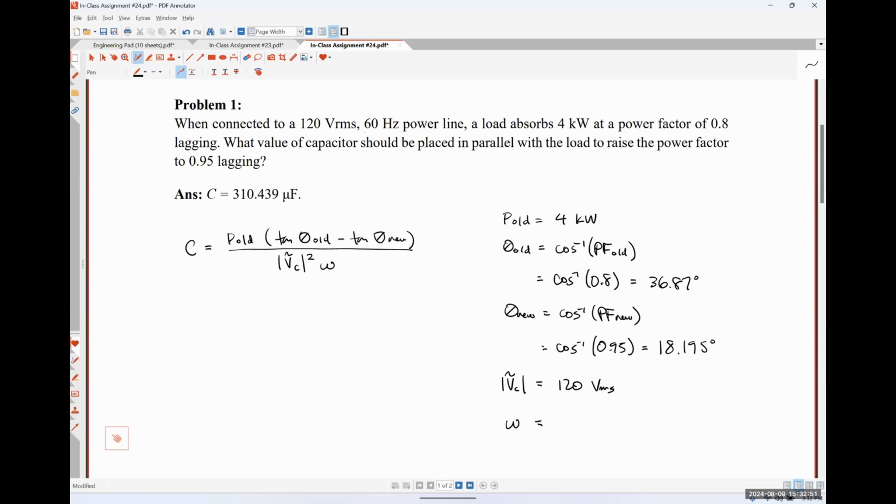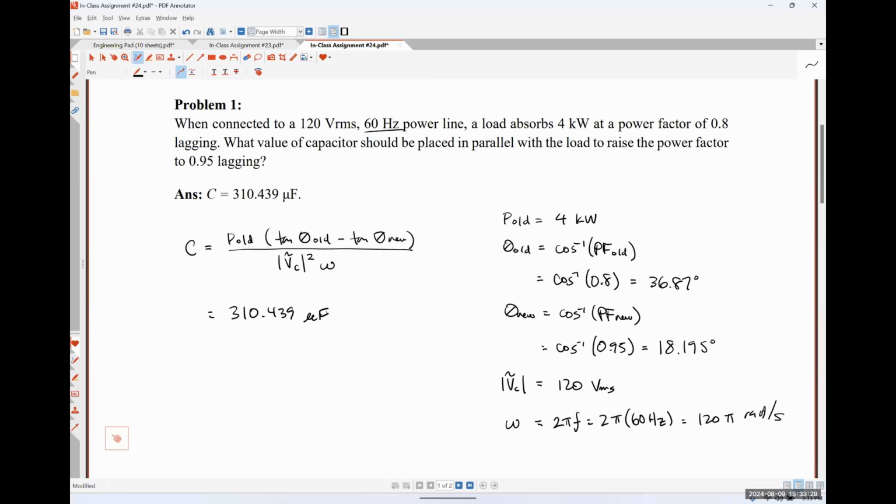Exactly right. So the linear frequency in hertz times 2 pi gives us our angular frequency, omega equals 2 pi f, which is 2 pi times 60 hertz, or 120 pi radians per second. Great job. Now we have all of the pieces of information that go into solving for that capacitor C. So we would just plug numbers in, and I'd be willing to bet that we get 310.439 microfarad.